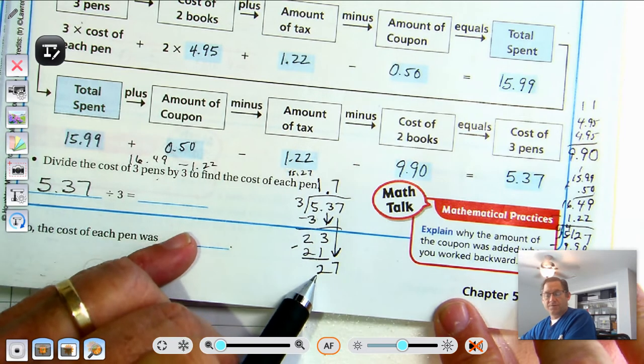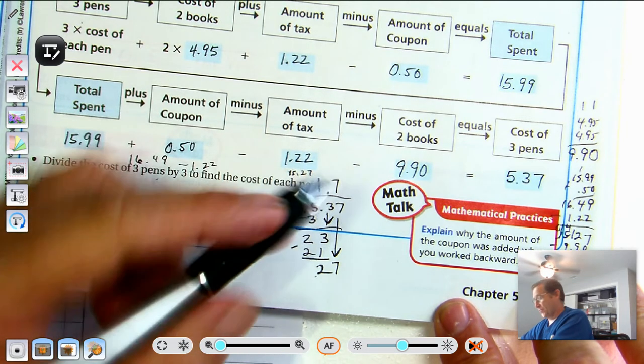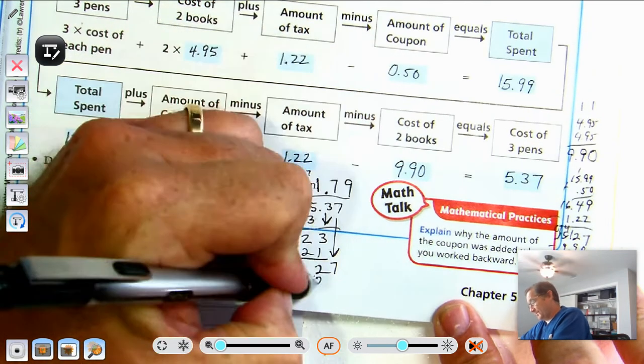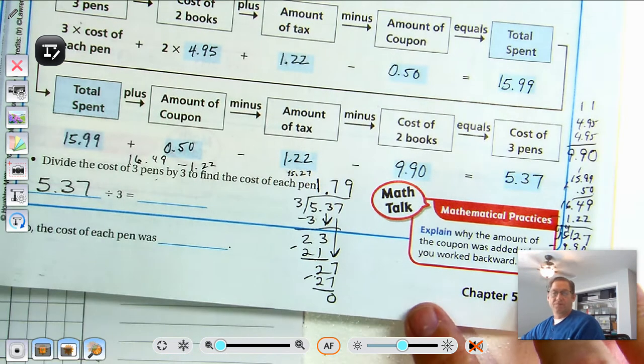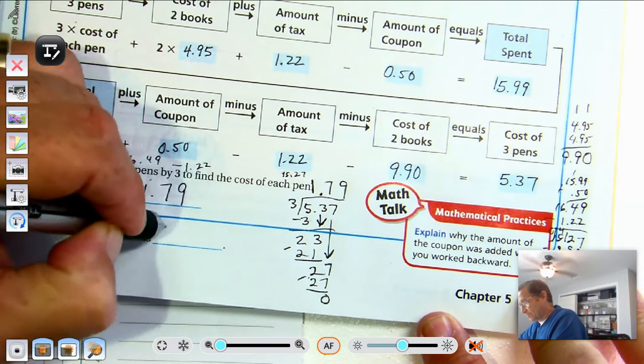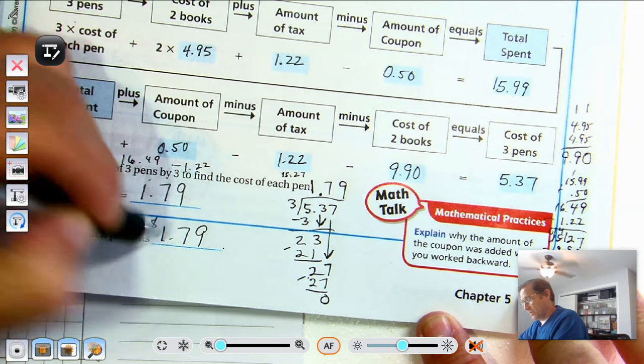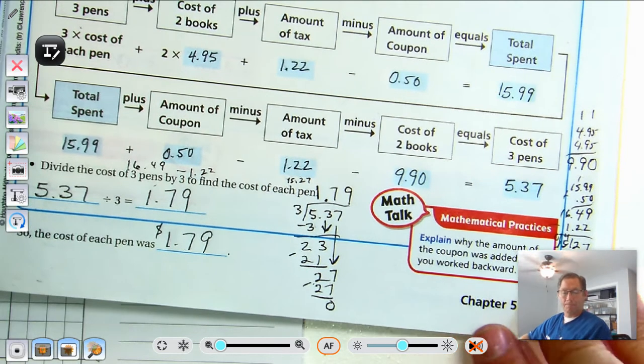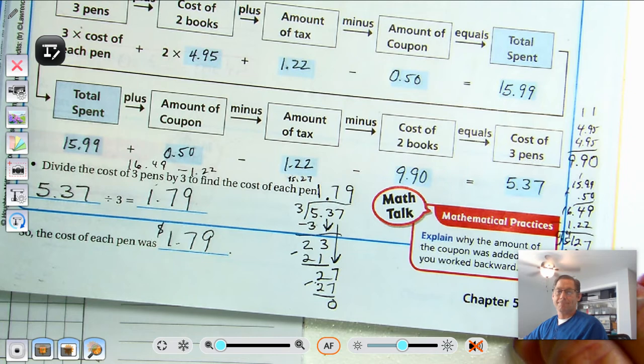And so I'm going to think of this as 27/100ths divided by 3, which would be 9. Subtract, I'm left with 0. I have no more numbers to bring down. So each pen was $1.79.